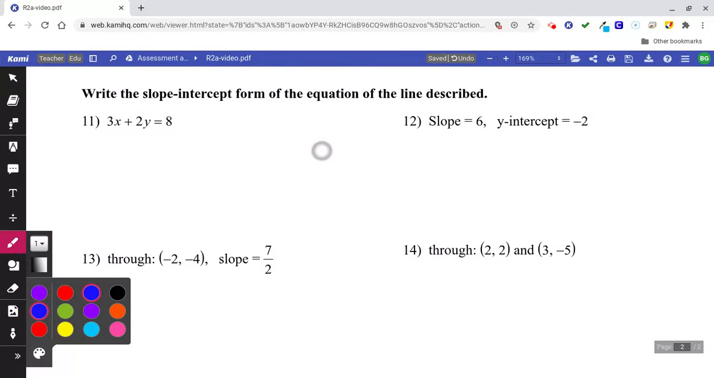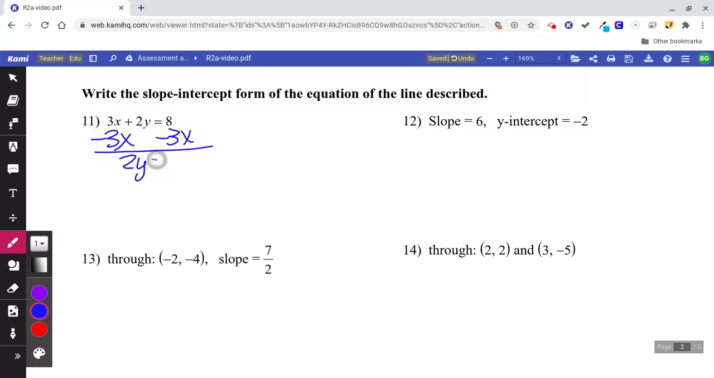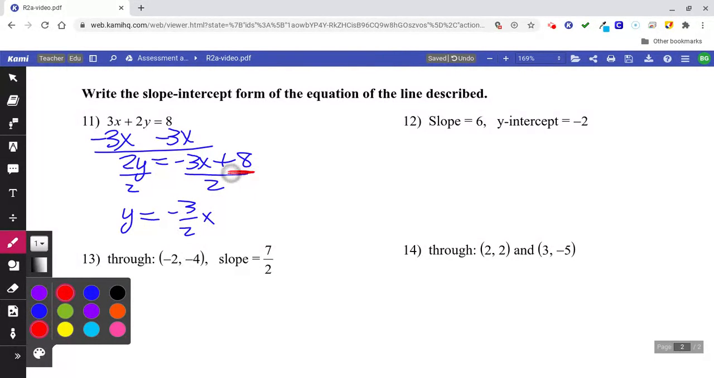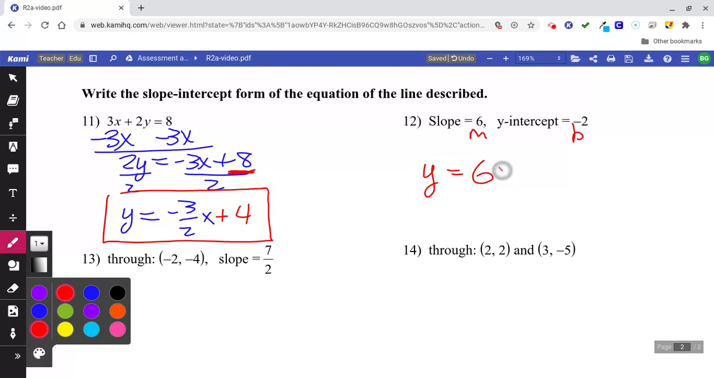Write the slope-intercept form of the equation. Well, we just did that one. We're going to convert. So get y equals mx plus b. Subtract 3x over. Divide by the 2 to get y by itself. Look at your fractions, or in this case, 8 over 2 will be plus 4. Next one, they give you the m number and the b number, so this one's a lot easier than it might look. 6x minus 2.